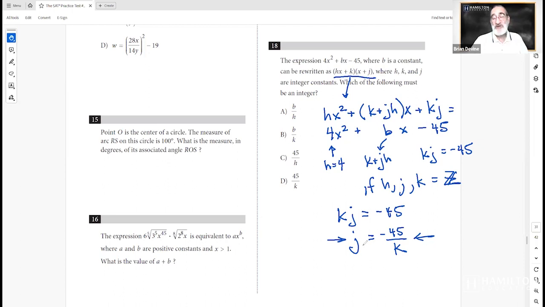And j can be positive or negative, which means that this thing has to be an integer. So D is your answer. Since j is an integer, then this has to be an integer because negative 45 divided by an integer has to be an integer in this case.